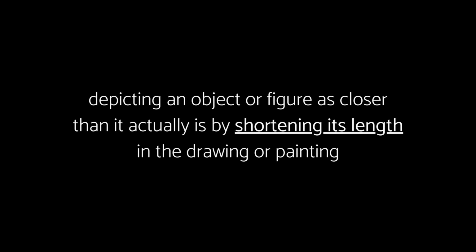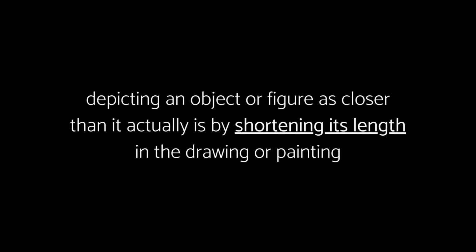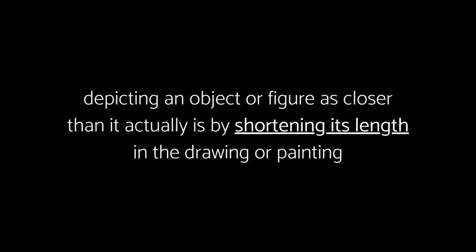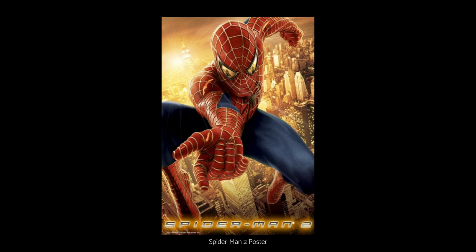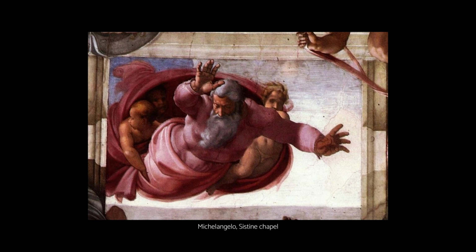It's also important to note that foreshortening actually comes from the art world in general, where it refers to the technique of depicting an object or figure as closer than it actually is by shortening its length in the drawing or painting. This technique can be found in many forms of art outside of photography, such as painting, drawing, sculpture, and even film. In fact, Michelangelo was a great practitioner of foreshortening.